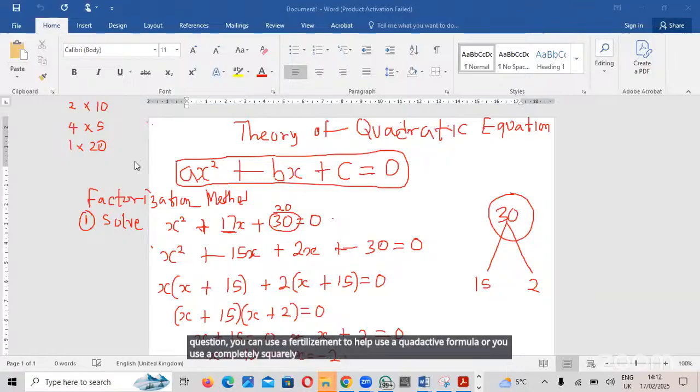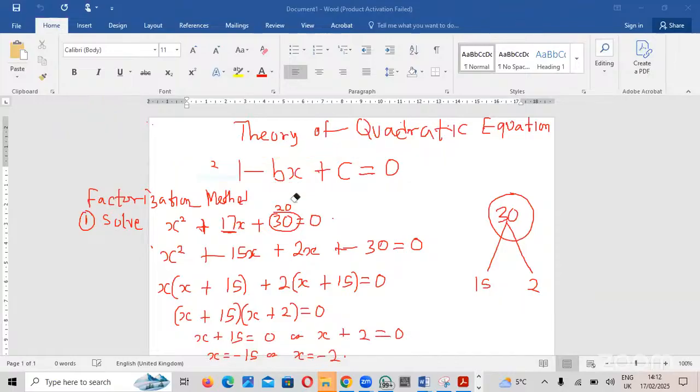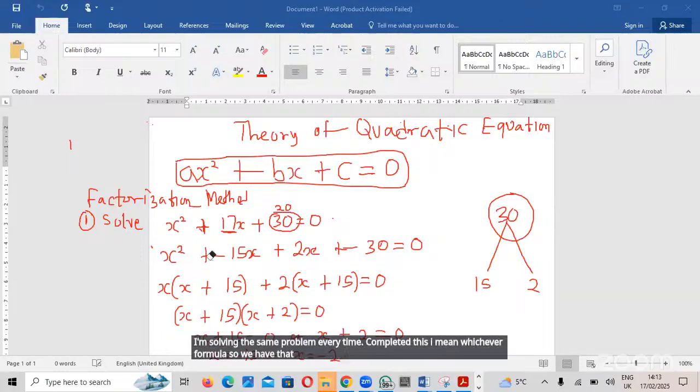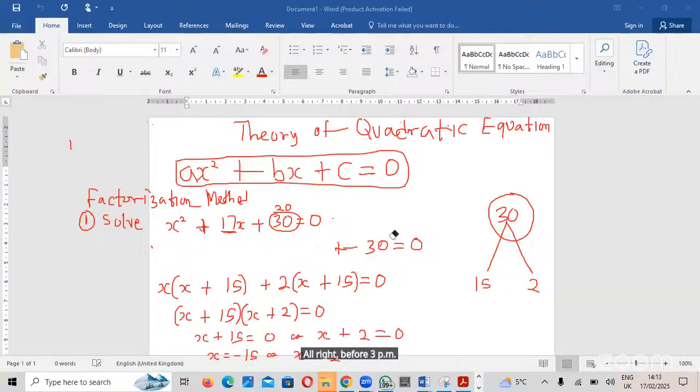All right. So I'm solving the same problem with the quadratic formula. I'm trying to be a bit fast so that we can finish everything we want to do before 3 p.m. All right, before 3 p.m. So let's just see how we go. I just pray that we finish it before 3.